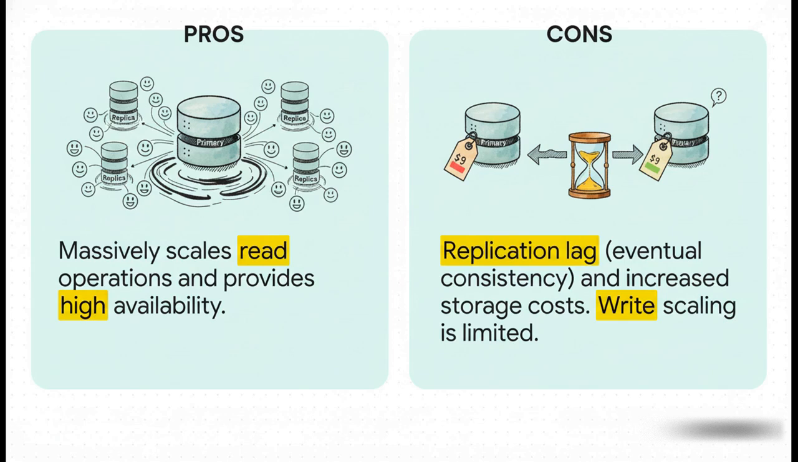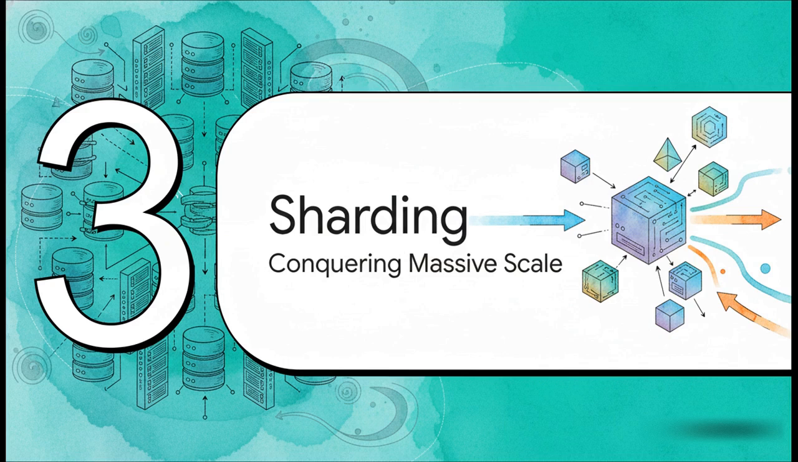This is what we call eventual consistency. Now, for a social media feed, that's totally fine. But for something like an inventory system, it could mean a user sees an item in stock that was actually sold a second ago. Plus, all your writes still have to go through that one primary server, which can become its own bottleneck. So what do you do when even replication isn't enough? When your write traffic is just as massive as your read traffic.